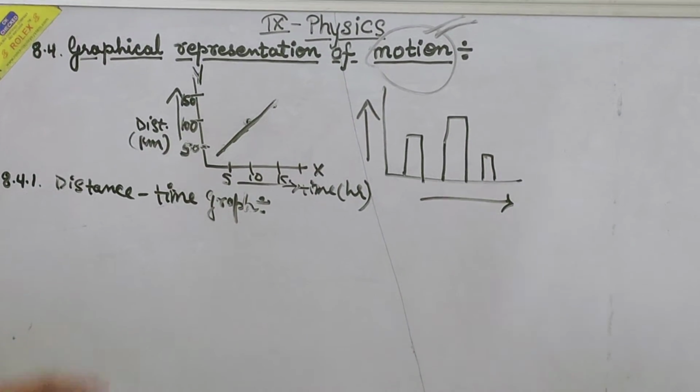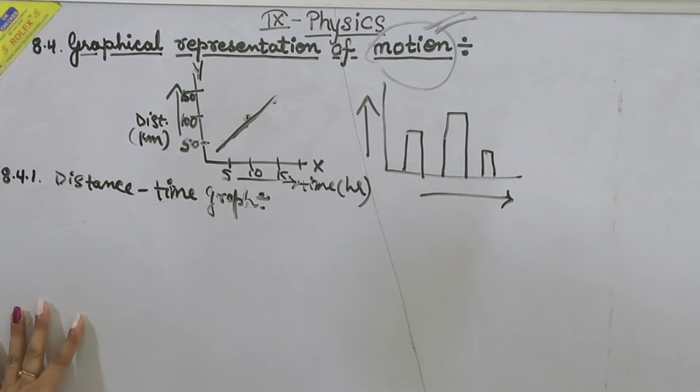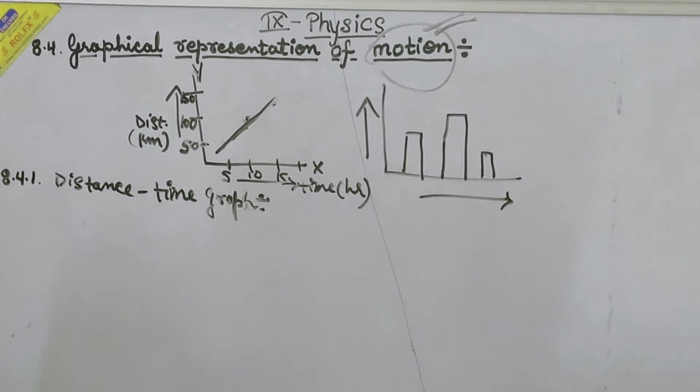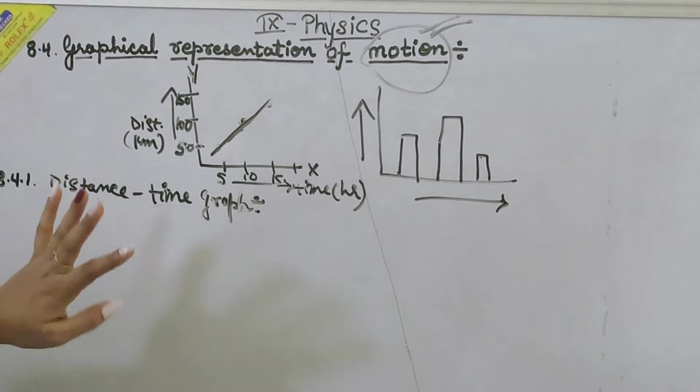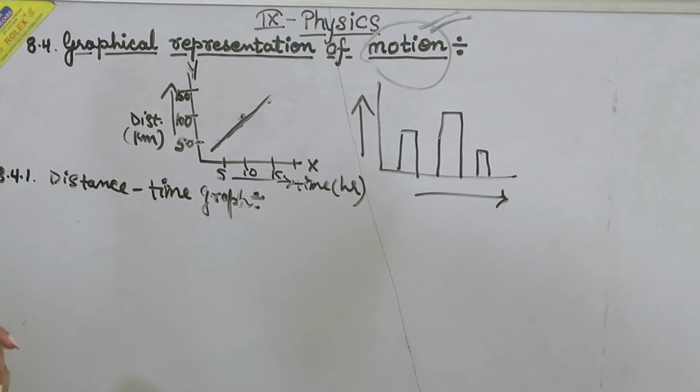Okay, so we have already studied what uniform and non-uniform motion are. Speed remains constant at rest. Speed won't change in uniform and non-uniform motion.